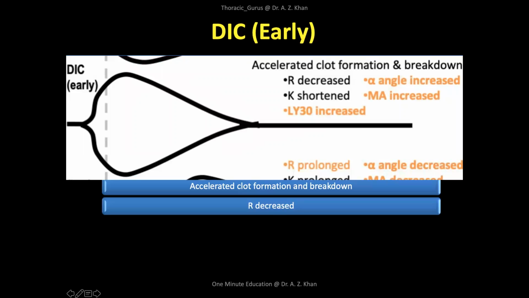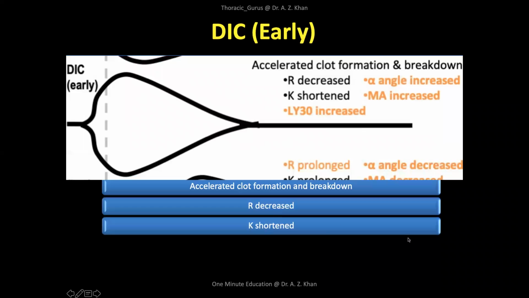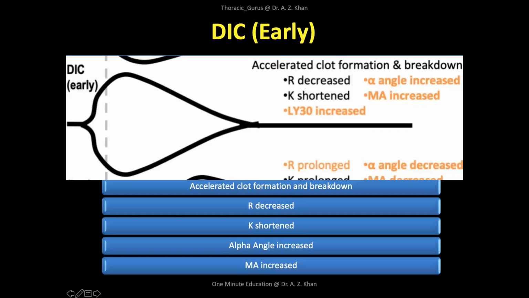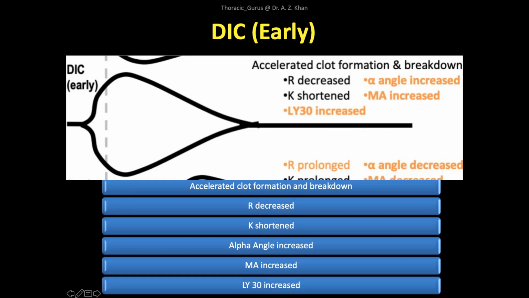Okay, so there will be decreased R, decreased K, and the alpha angle will increase, as you saw in hypercoagulation. So the clot is forming early and breaking down early. The amplitude is also increased, but LY30 is increased. Can you see that? LY30 is grossly increased. So that is a suggestion that this is early DIC.